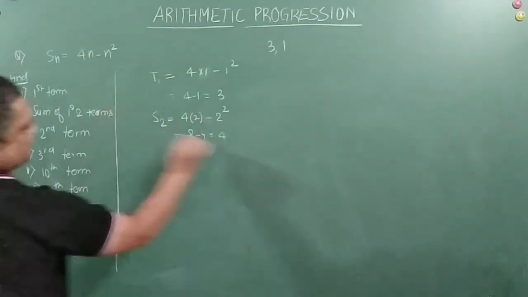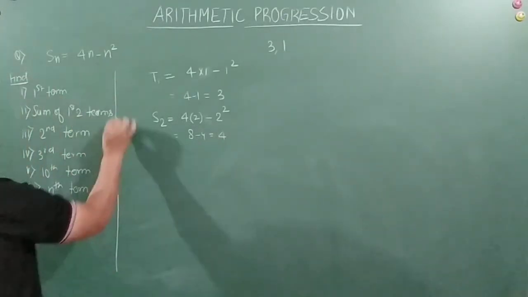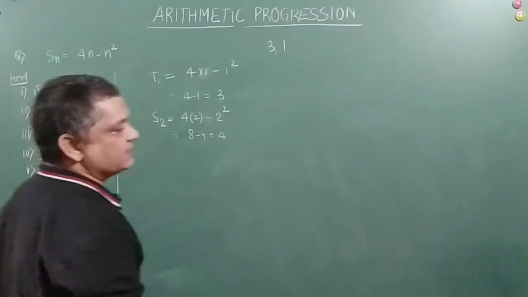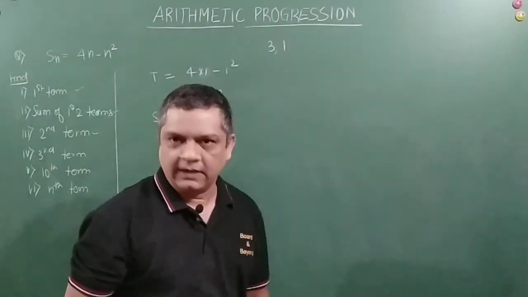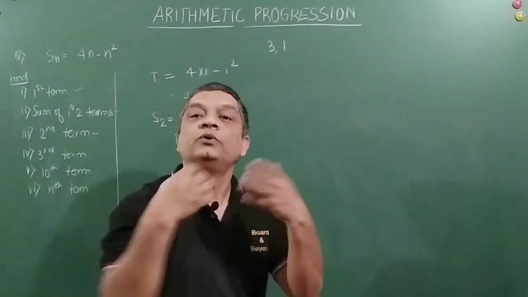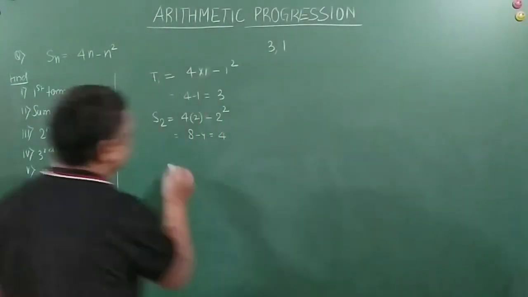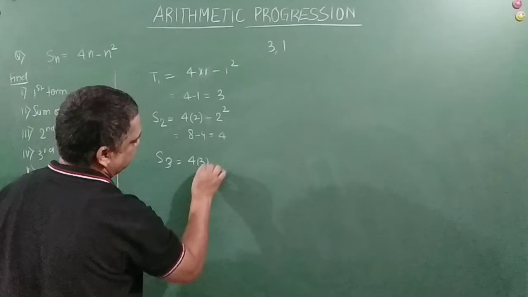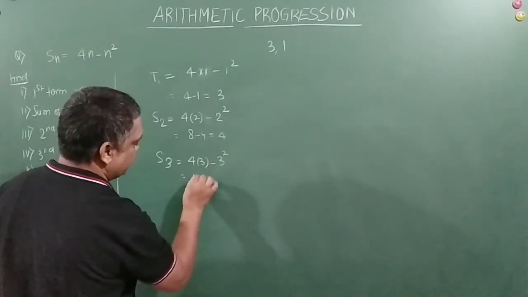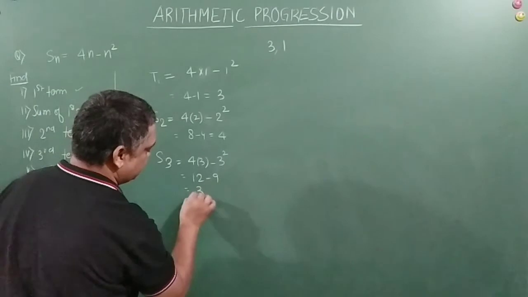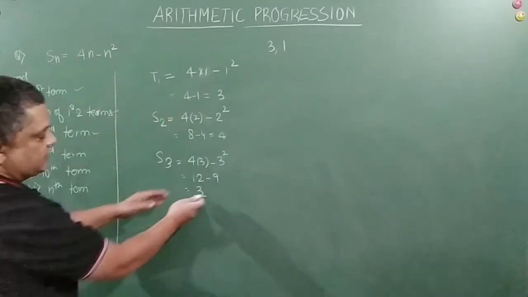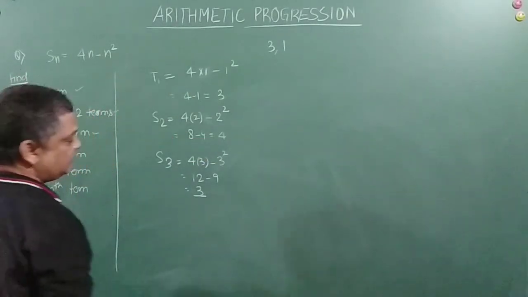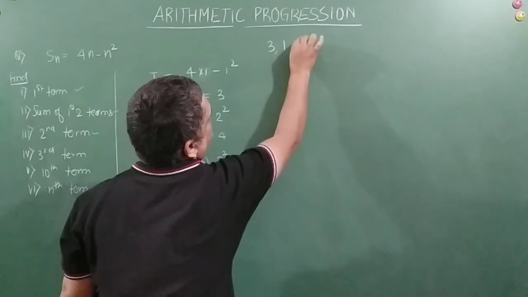So the sum up to two terms we have found out. Okay. So this is done. The second term is 1, that is also done. Now we need to find the third term. So for finding the third term, we have to find the sum up to 3 terms. Correct? So the sum up to 3 terms will be how much, friends? It is equal to 4 into 3 minus 3 square. This is equal to 12 minus 9, which is equal to 3. So the sum up to 3 terms is equal to 3 and the sum up to 2 terms is equal to 4, right? So the third term is equal to minus 1.